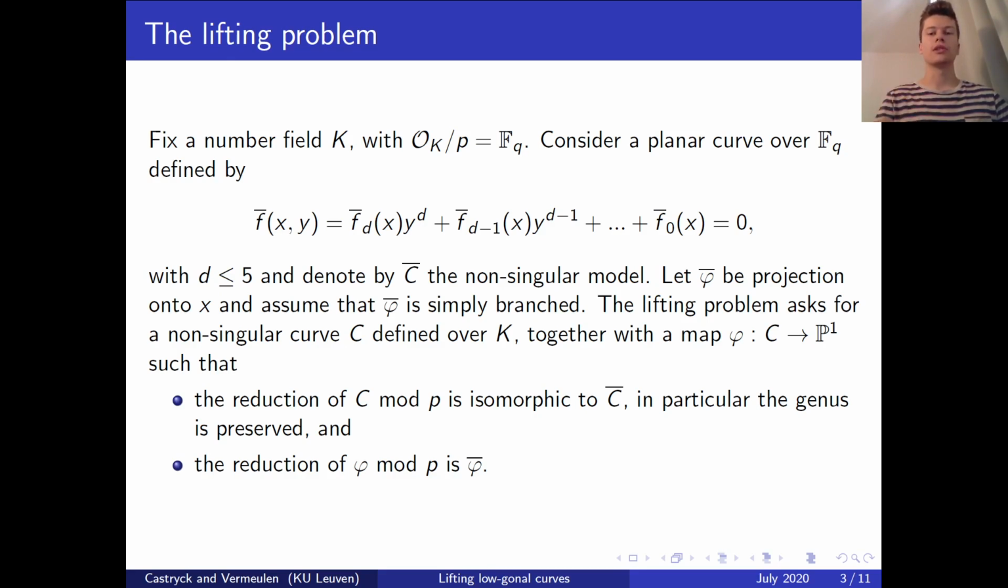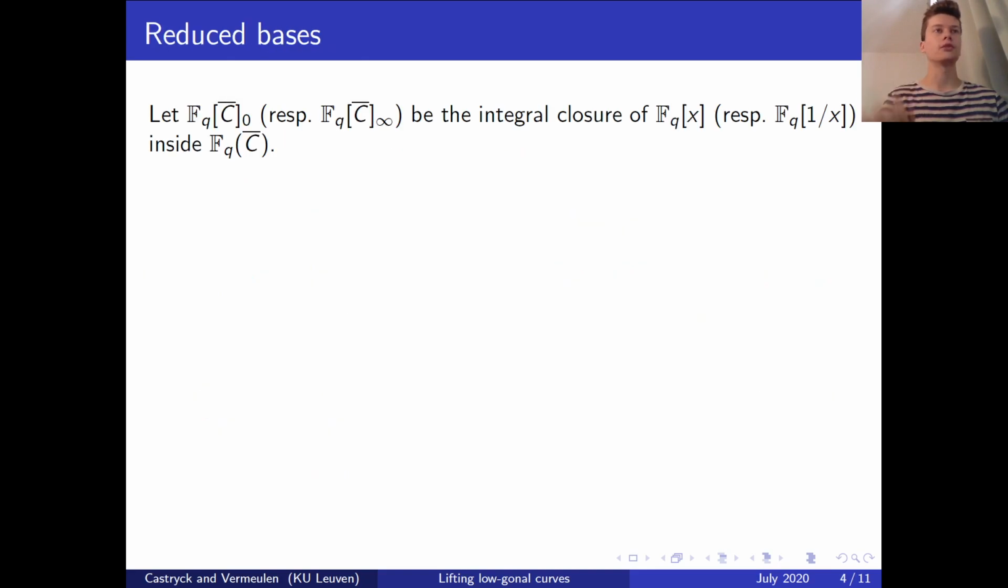Before going over to the lifting, I need one more piece of background on reduced bases. We will denote by Fq[C bar_0] the integral closure of Fq[x] inside of the function field. This is a ring of rank d, because the function field is a degree d extension of Fq(x). You should compare this with the ring of integers of a number field, of course. But now you have two patches corresponding to the curve above 0 and the curve above infinity. There's a result due to Hess, which tells us how bases of this ring above 0 and this ring above infinity are related.